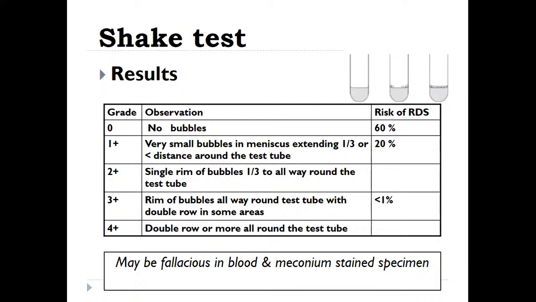Grade 0, no bubbles, with 60% chance of RDS. Grade 1, very small bubbles extending over 1/3 or less than 1/3 of the distance of the test tube, 20% of RDS. Grade 2 is a single rim of bubbles. Grade 3 is a rim of bubbles all the way around the test tube with a double row in some areas. Grade 4 is double rows or more than this. So with grades 3 and 4, the chance of RDS is less, and with 0 to 1, the chance of RDS is more.